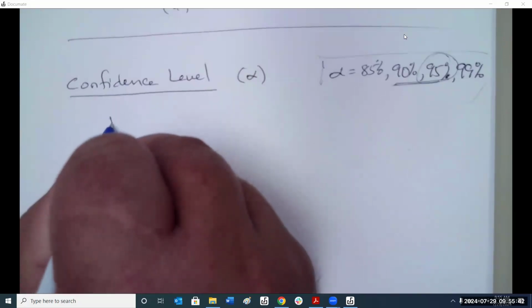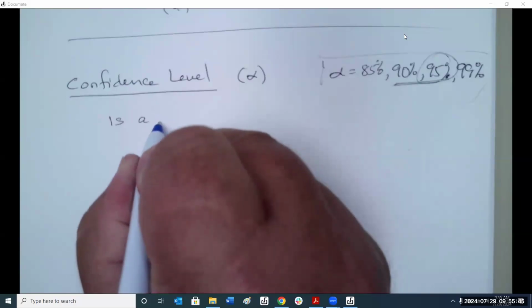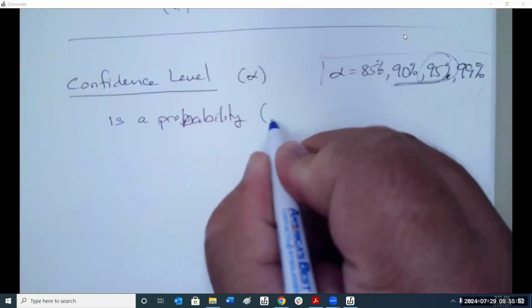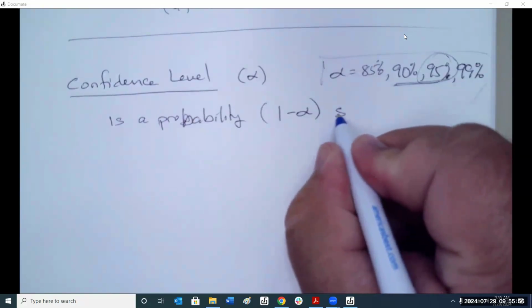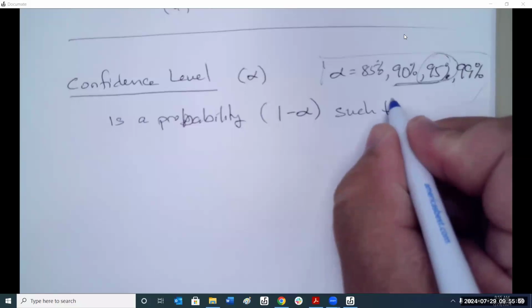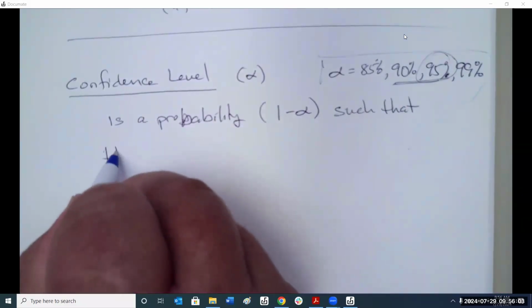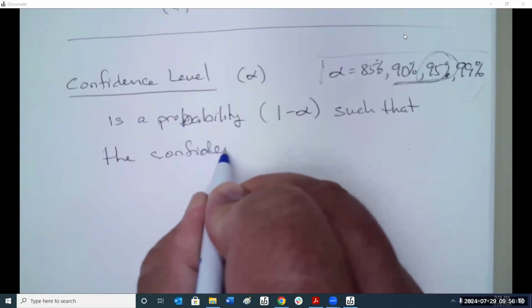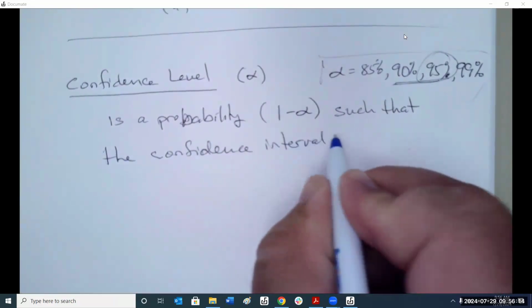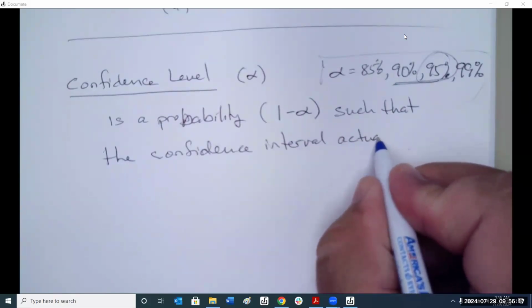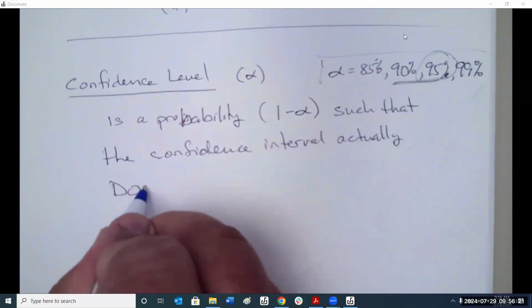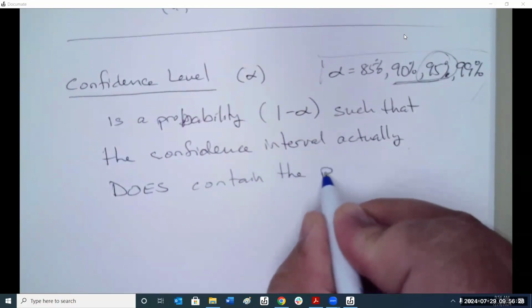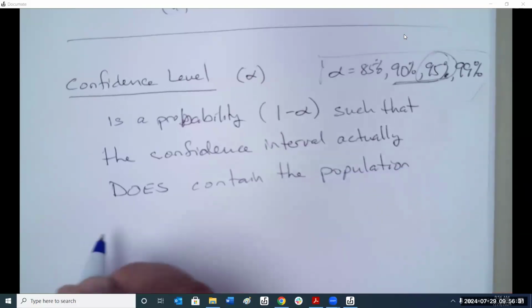So the confidence is a probability, one minus alpha, such that the confidence interval actually does contain the population parameter.